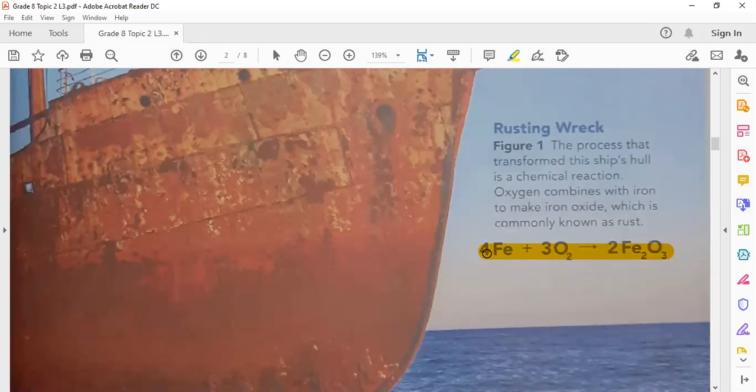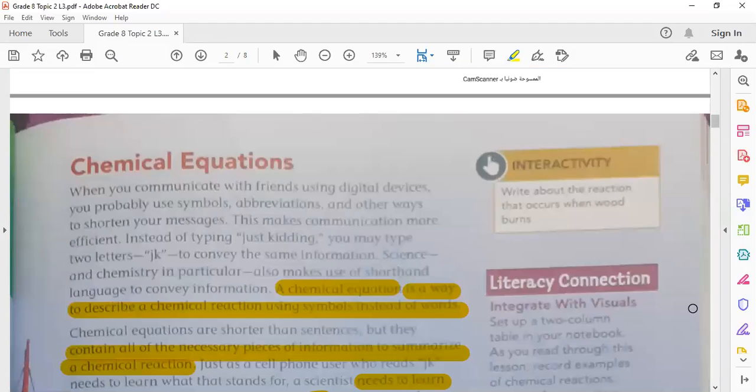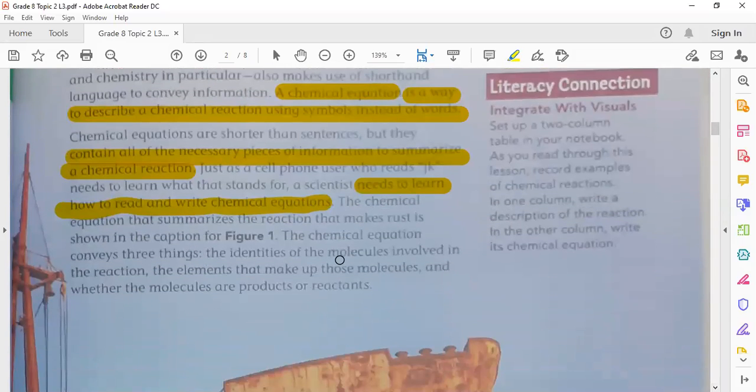What do we call this number 4? What is it? It is a coefficient. What is this number 2? What is it? It is a subscript. By the way, I think that you are not understanding yet.